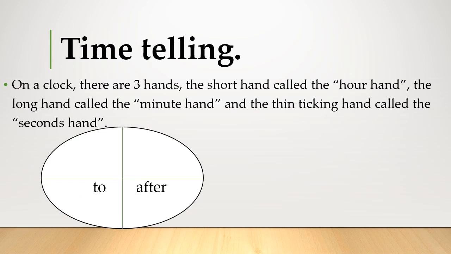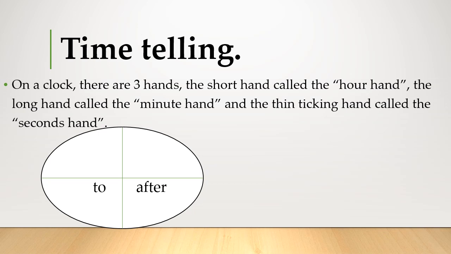Back to telling time. I believe that you in Basic 5 should know how to tell time, but this is just to get you more guided in what you're doing. Before I explain what you're seeing on your screen, let's read what we have. They said, on a clock, there are 3 hands. We have the short hand called the hour hand, the long hand called the minute hand, and the thin ticking hand called the seconds hand, the hand that never rests, that ticks all the time.